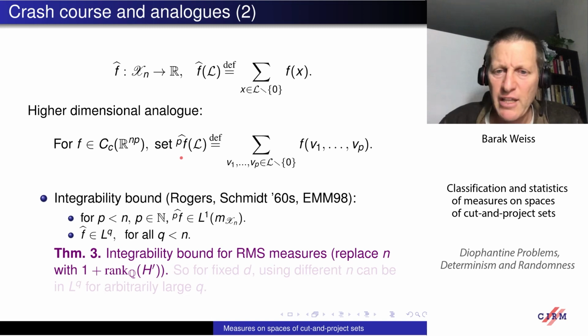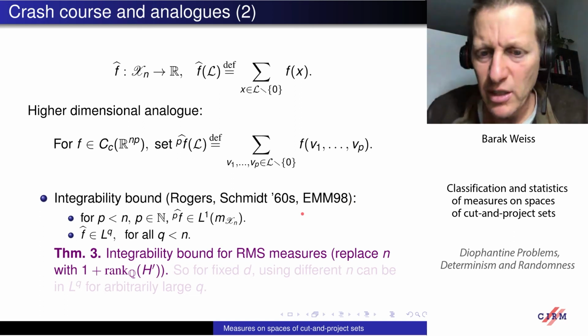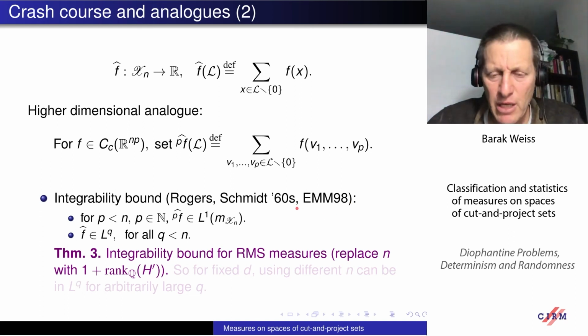But before stating the Siegel summation formula, one more thing you want to know is whether this function is in L1, is it even integrable, just to get the conversation started? So the first results in this direction are due to Rogers and Schmidt from the 60s, and a strengthening is due to Eskin, Margulis, and Mozes. I didn't have room on the slide for their names, so that's EMM. So here's what they prove. If p is an integer less than n, the dimension, then this transform is in L1.